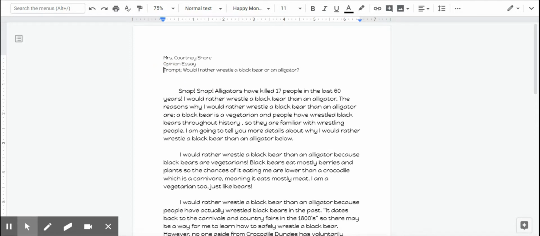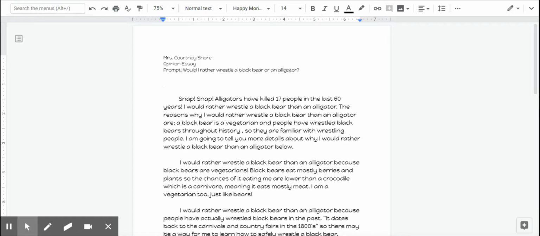The first thing I'm going to have here is this first paragraph is always your introductory paragraph, your intro, okay? You're going to want to start every essay, no matter if it's an opinion essay, an informational essay, a narrative essay, you want to start any piece of writing by hooking in your reader, getting them really interested in what you're about to say and what they're about to read, okay?